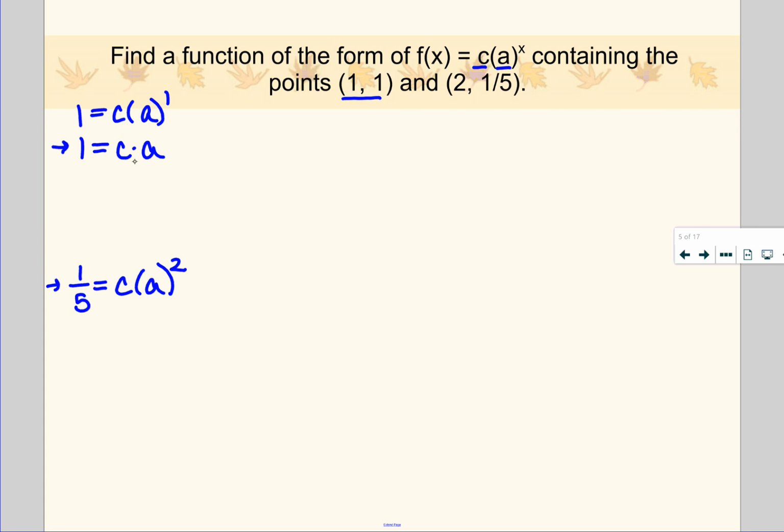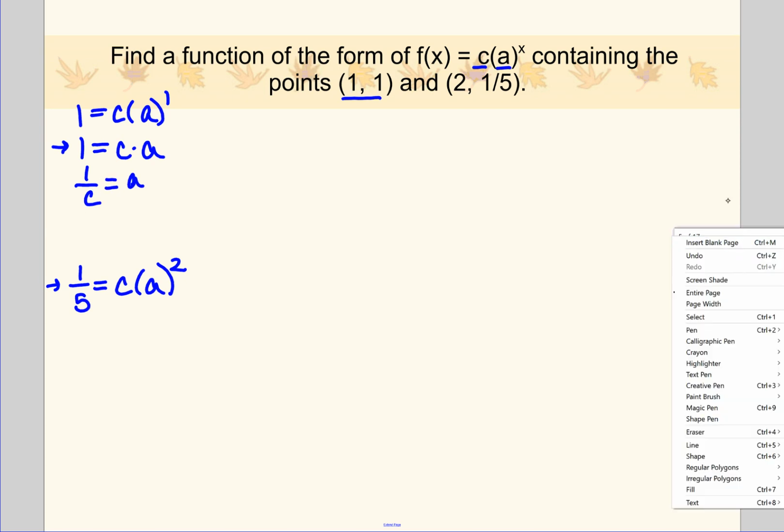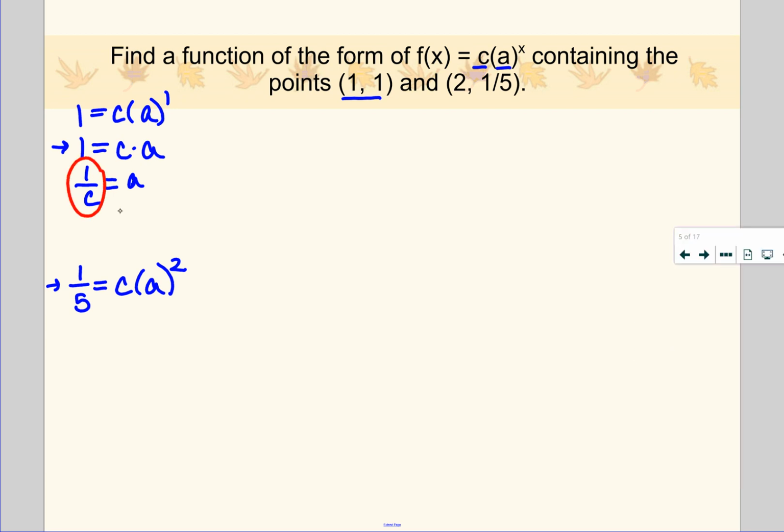So I'm going to get, let's say, it doesn't matter really, the c or the a. Let's say I get the a alone in this equation on the top. So that would be a is equal to 1 over c if I divide both sides by c. Now I can take that 1 over c and plug it in for a in the other equation. So that would look like 1/5 equals c times 1 over c, and we square it. 1 over c replaces the a, and we square it.